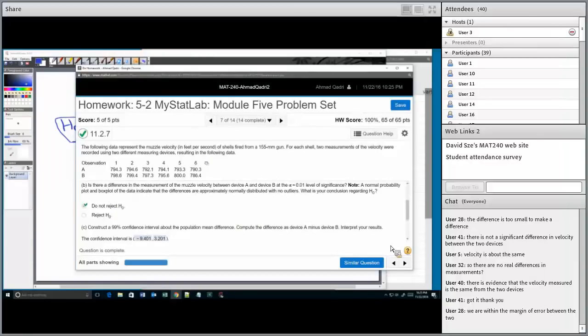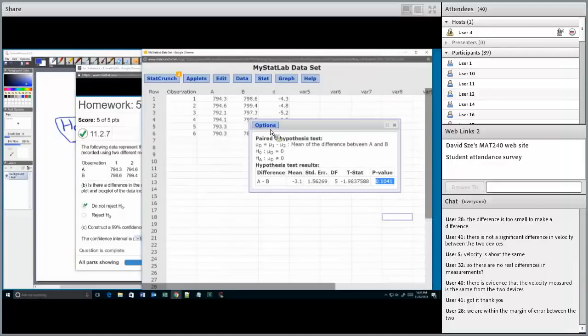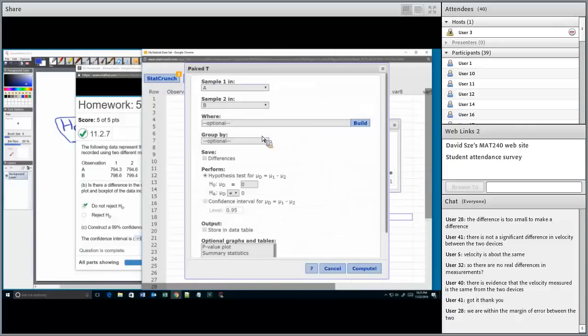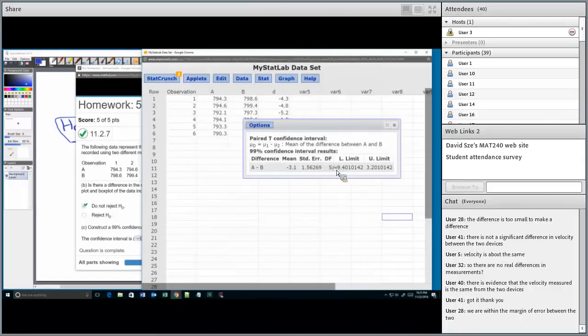Okay, now what they want you to do is calculate the 99% confidence interval. So let's take a look at that. All you have to do is go back to options and edit. Instead of carrying out the hypothesis test, click on confidence interval. I want 99%, so I'm going to put 0.99. Hit compute, and I get my lower limit and my upper limit.